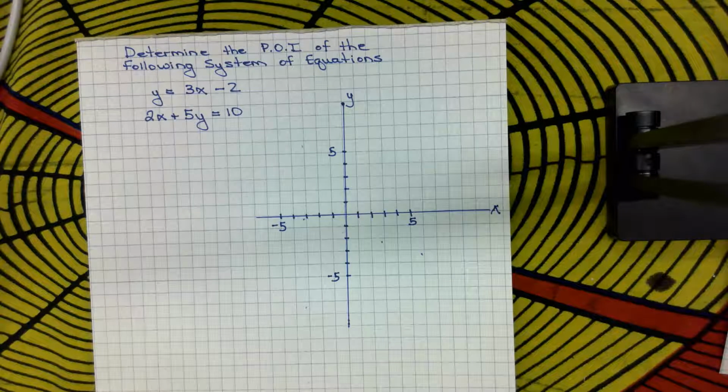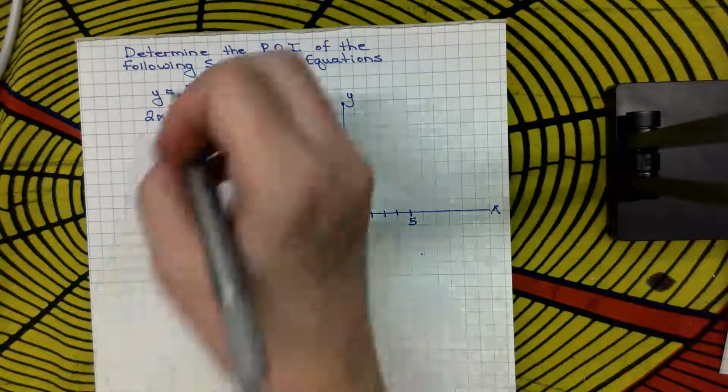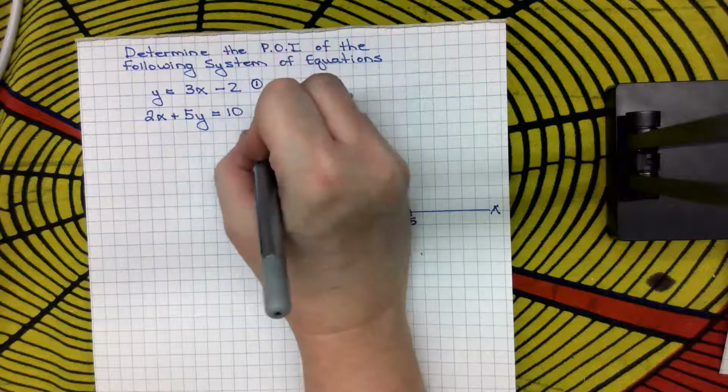Welcome back, 10. So this time we're going to look at determining the POI of a system of equations where one is in slope y-intercept form and the other is in ax plus by equals c form. If you've had a chance to watch other videos, hopefully you saw how to find the intercepts. Once again, I'm going to label these 1 and 2.